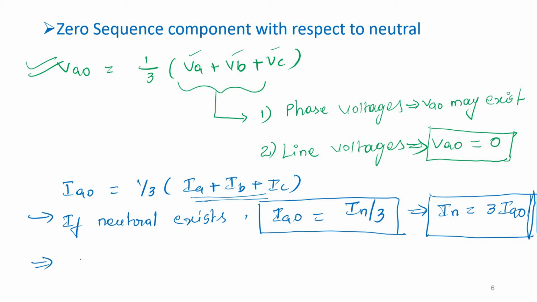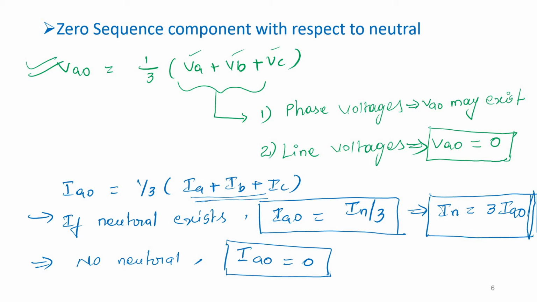Suppose there is no neutral connection, then this IA0 component will be 0. No second thought: if there is no neutral connection, if it is a delta connected system, IA0 is equal to 0. If it is a star connected system without neutral grounded, in that condition also the zero sequence component will be 0. If they have given the line voltages and ask you to find the zero sequence component, in that condition also the zero sequence component will be 0.